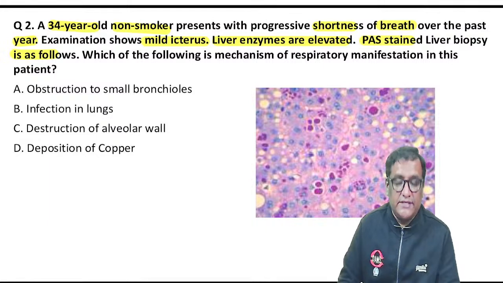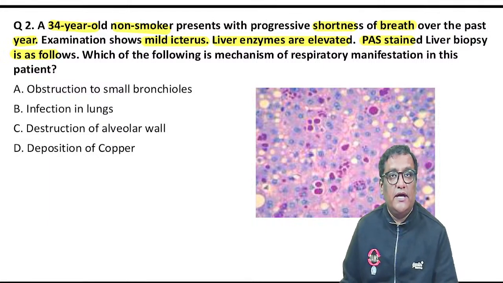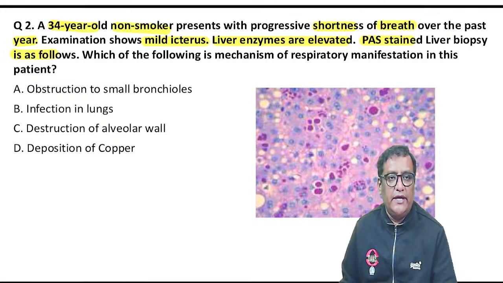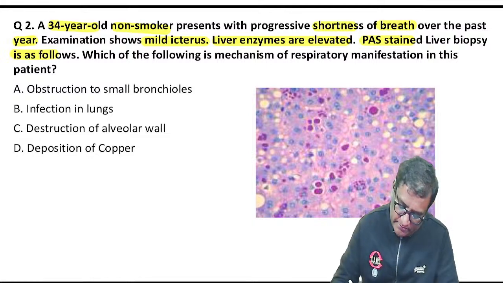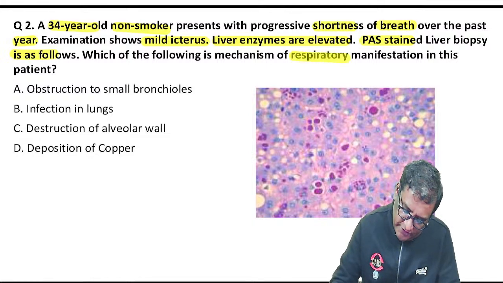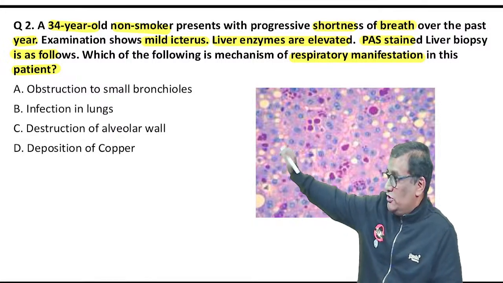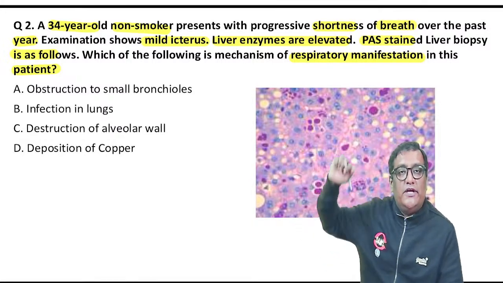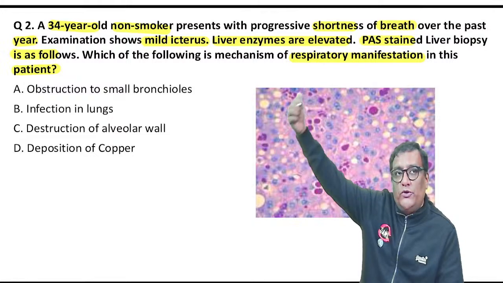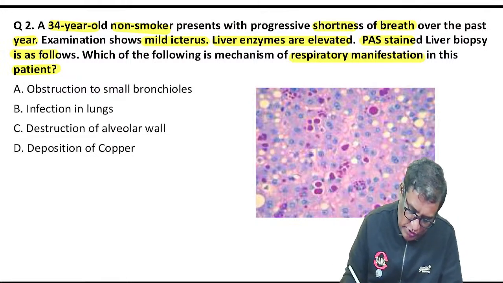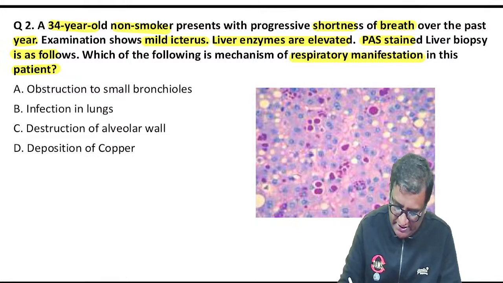Now, what are they asking us? The question asked is, which of the following is the mechanism of respiratory manifestation in this patient? So the examiner is expecting you to make a diagnosis out of this, and once you make a diagnosis, you need to be in a position to tell the mechanism of disease in this patient.